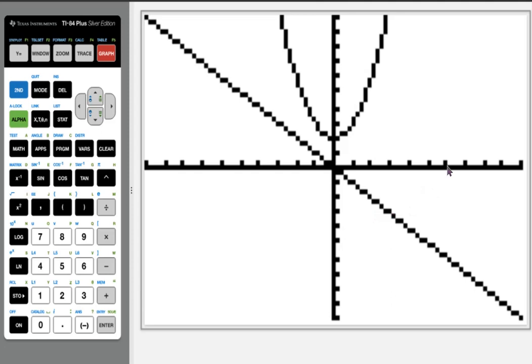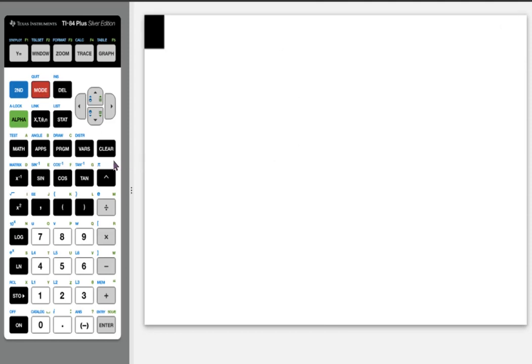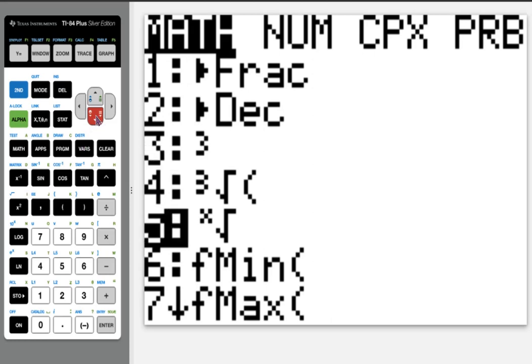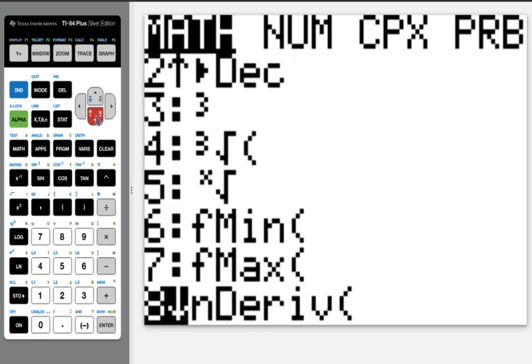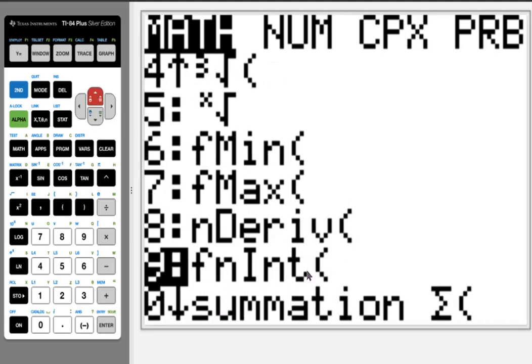When I'm hanging out by myself doing these area between curve problems, I usually graph them in my calculator just to confirm which function is the upper function. So you can confirm that the parabola is the upper function. Now I'm going to go back to my home screen, and this is where the magic happens. Press Math and go down to option number 9. It says fnInt, which means function integrate.